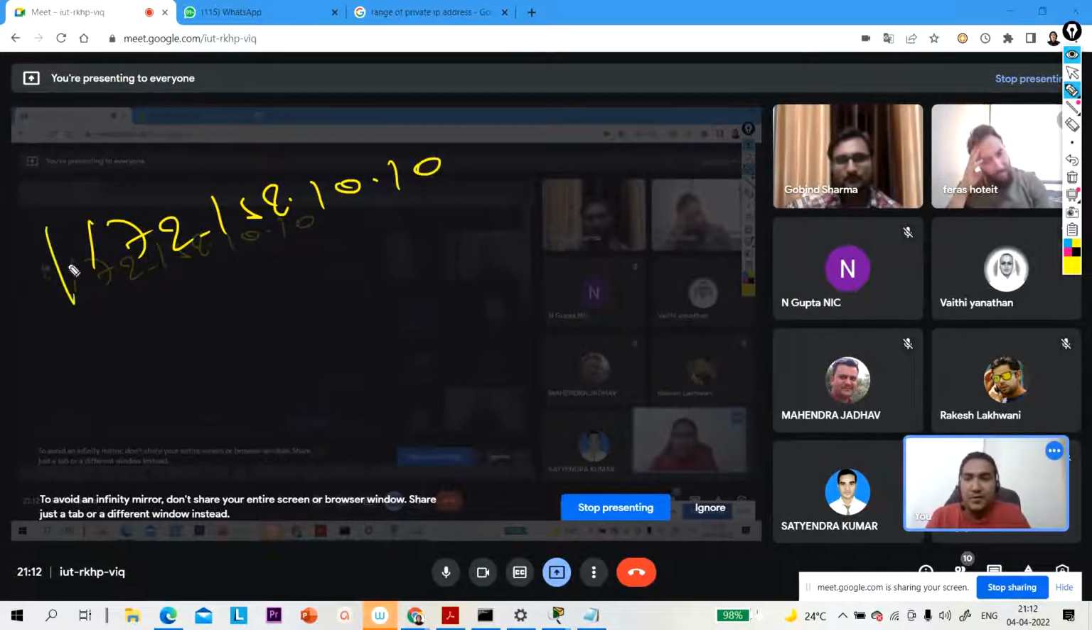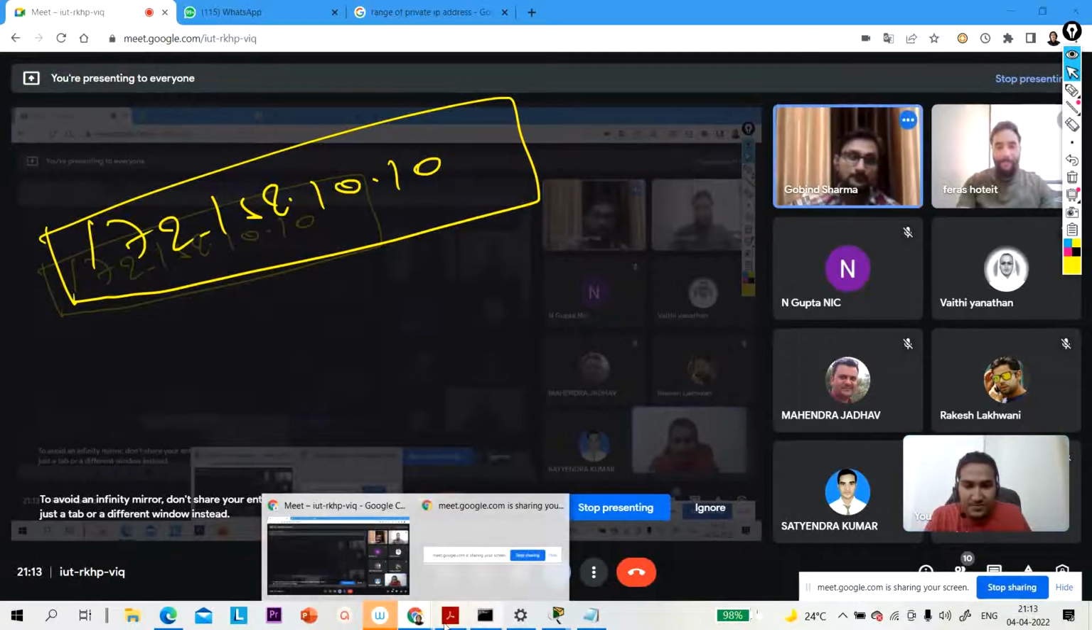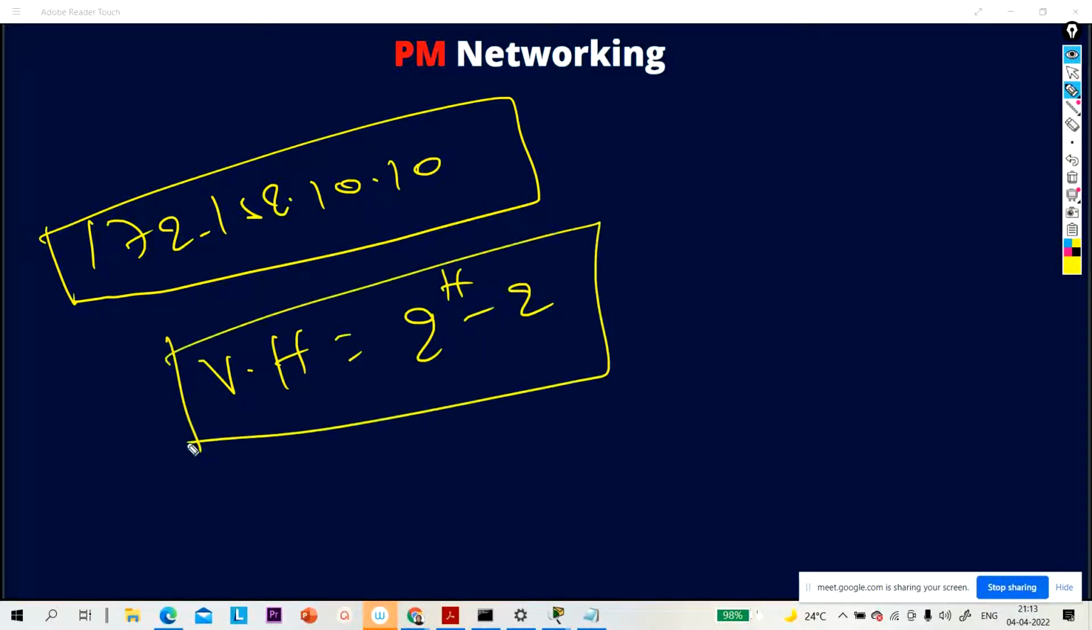172.168.10.10. How many valid hosts are there? 2 raised to the power 16 minus 2. So guys, now we have a formula. Finding valid hosts is very simple. The formula to find valid hosts is 2 to the power h minus 2, where h is the number of host bits.